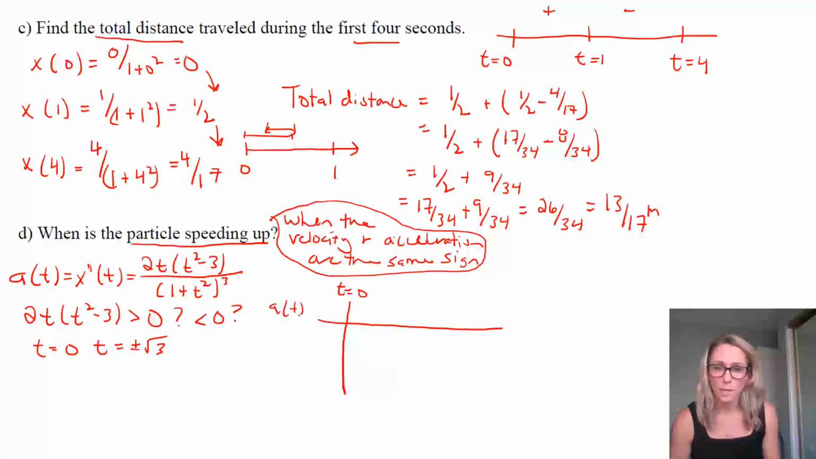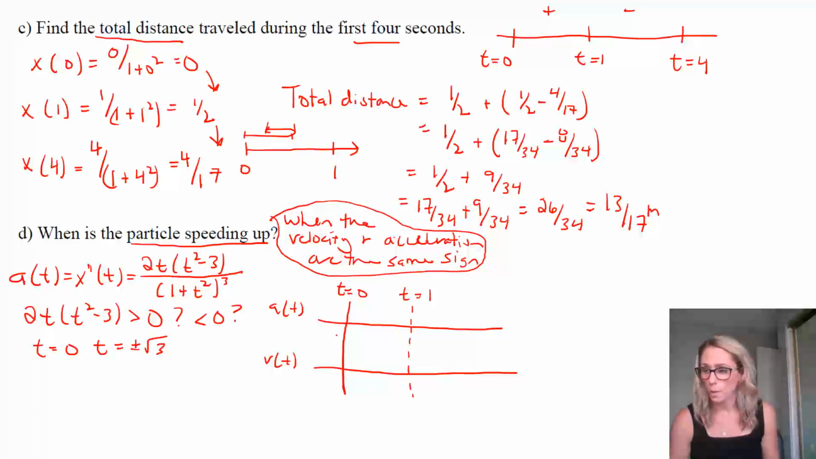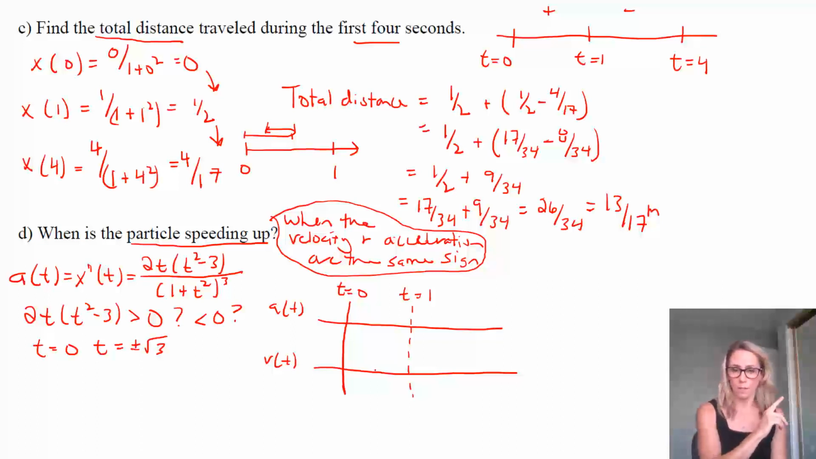So we can think about kind of two lines here. Here's acceleration at time t. Here's velocity at time t. We already know velocity at time t. We already know that at t equals 1, the velocity changes. So the velocity is positive until 1, and then it becomes negative. It's going in the positive direction, then the negative direction.